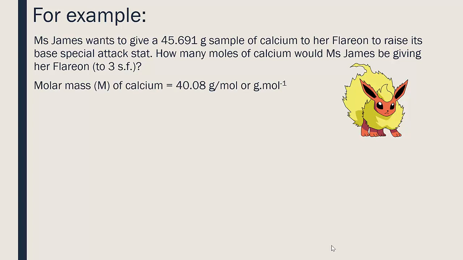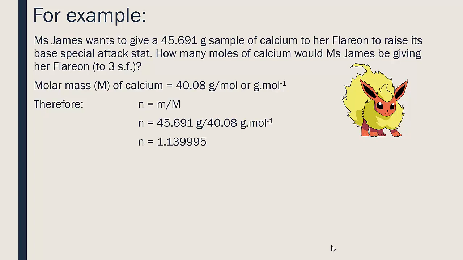Following our equation, first we need to work out the molar mass of calcium. Looking at our periodic table, it's 40.08 grams per mole, or g mol^-1, same thing. So we've got n equals mass on molar mass, which is 45.691 divided by 40.08. That gives us 1.139995, but because we have to give our answer to 3 significant figures, that becomes 1.14 moles.